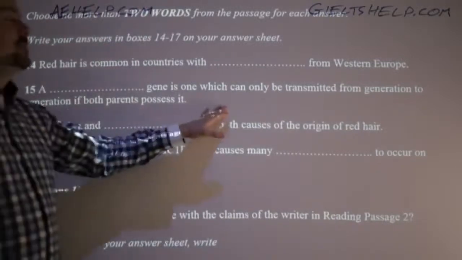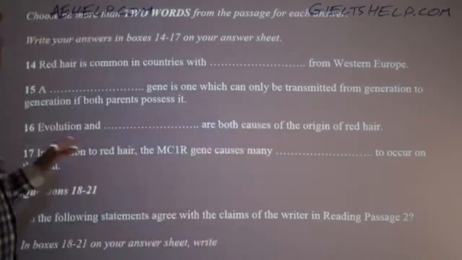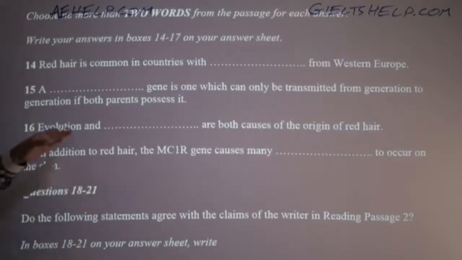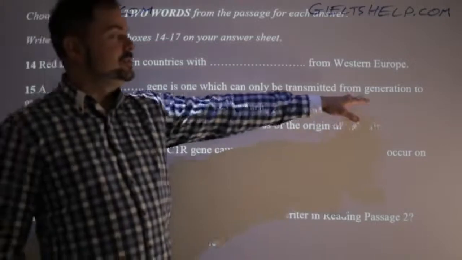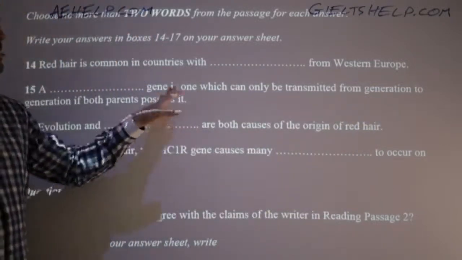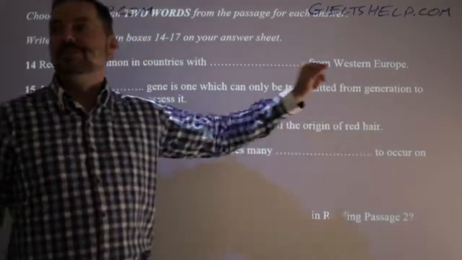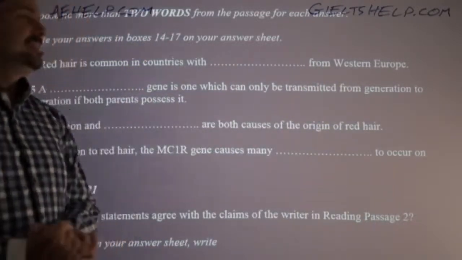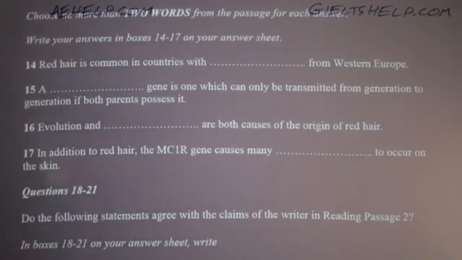Gene is one which can only be transmitted from generation to generation if both parents possess it. Okay, so good tip on the genetics. Right away we see the word gene and transmitted from generation to generation. It is bright and early here, Carolina, but it's great to get up early in the morning and be active.